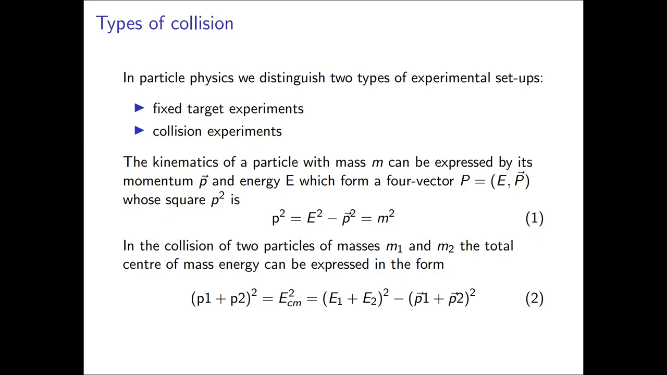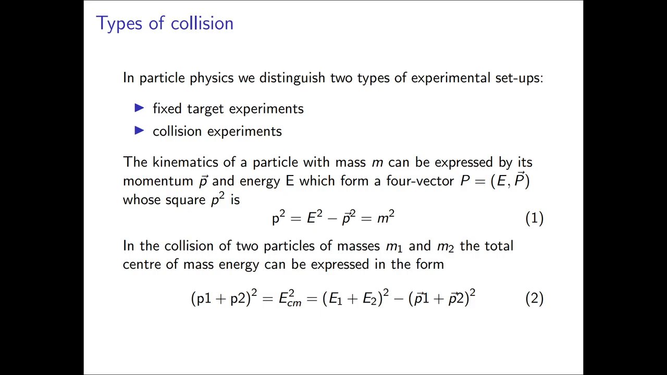Types of collision. In particle physics, we distinguish two types of experimental setups. The first is a fixed target experiment. In a fixed target experiment, when two particles collide, we keep one particle at rest and accelerate the other to nearly the speed of light, and they are made to collide at the specific position. In collider experiments, both particles are moving around the circle or in the linear accelerator, and they are made to collide at a specific place.